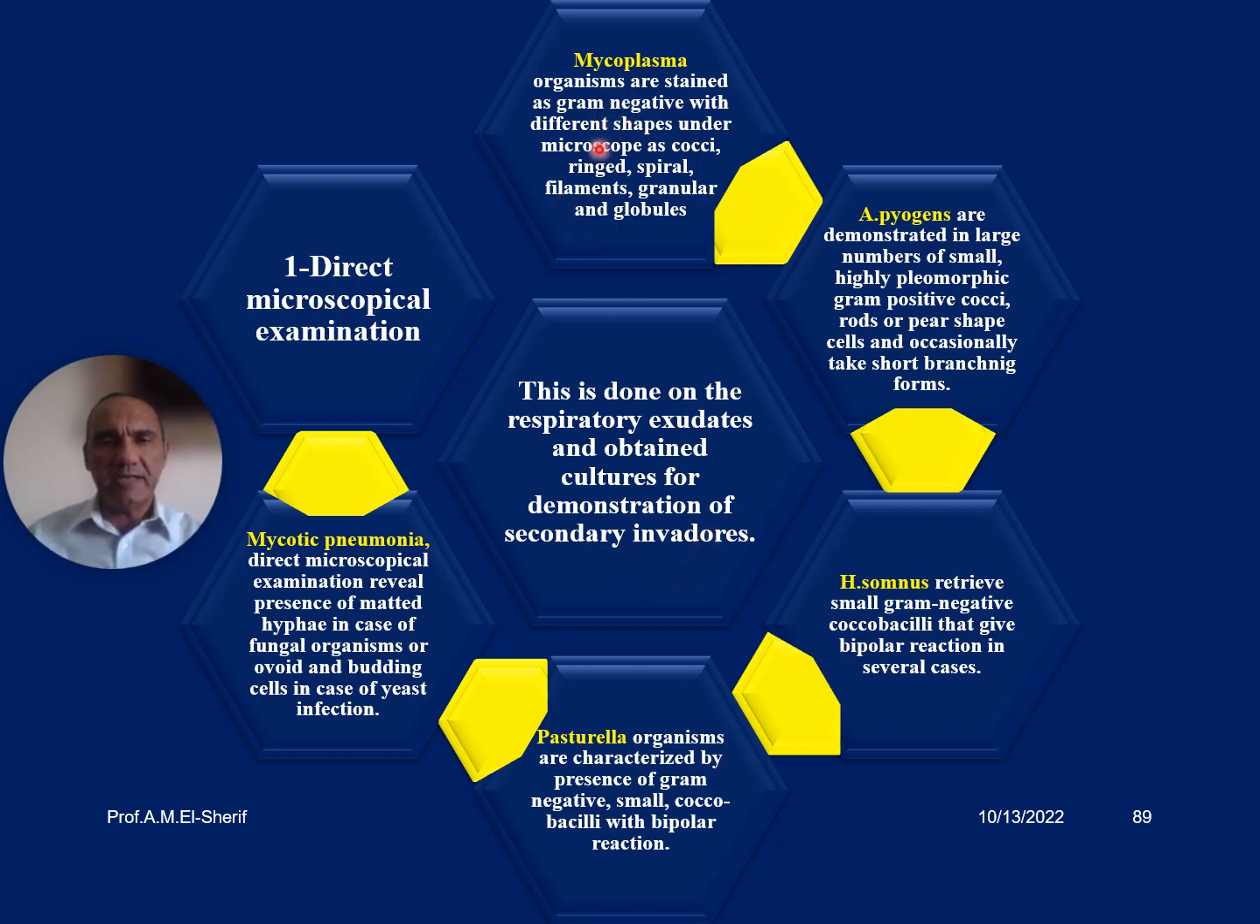In case of mycoplasmas, the organisms are stained as gram-negative with different shapes under the microscope, appearing as cocci, rings, spirals, filaments, granules, and globules. In case of Actinomyces pyogenes, this is demonstrated in large numbers of small, highly pleomorphic gram-positive cocci, gram-positive rods, or beer-bottle shapes, and occasionally short branching forms.